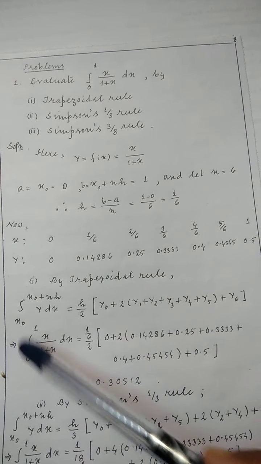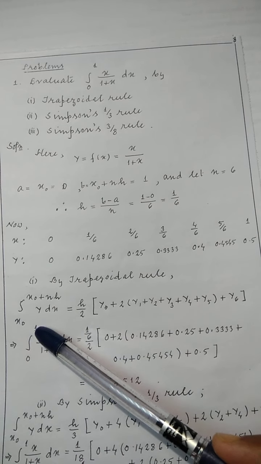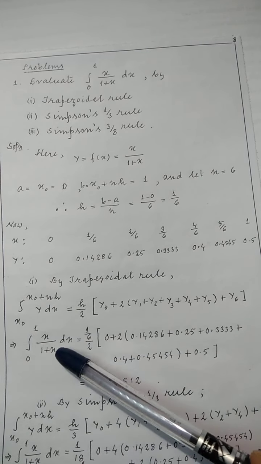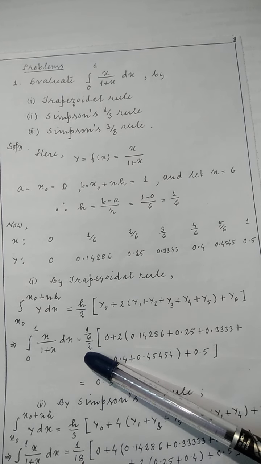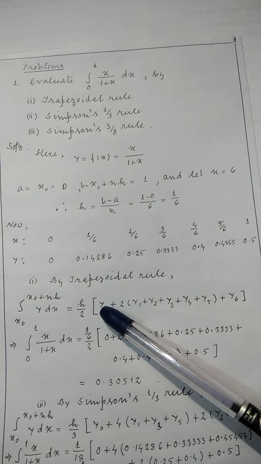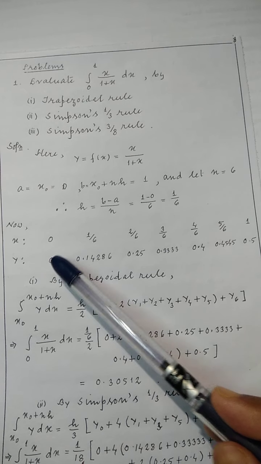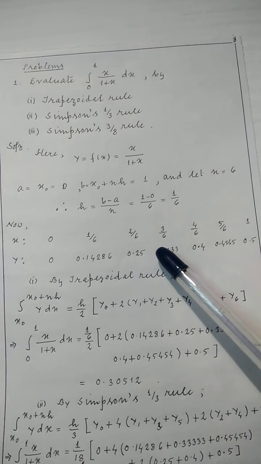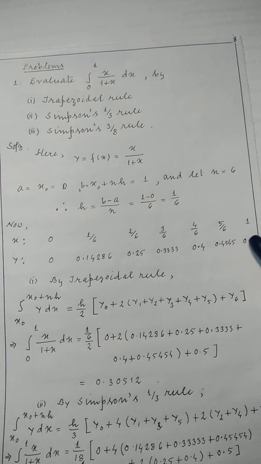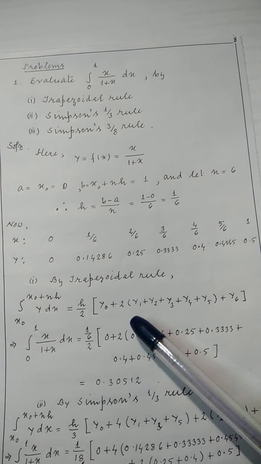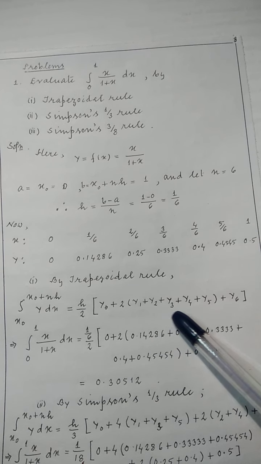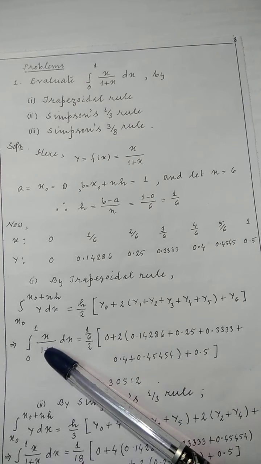So here x naught is equal to 0, x naught plus nh is equal to 1, and y is equal to x by 1 plus x dx. h is equal to 1 by 6, which means you'll get 1 by 12. Then you just substitute the values. See, this is y naught, y1, y2, y3, y4, y5 and y6. Just substitute the values here, and with the help of a calculator you simplify the value of this definite integral.